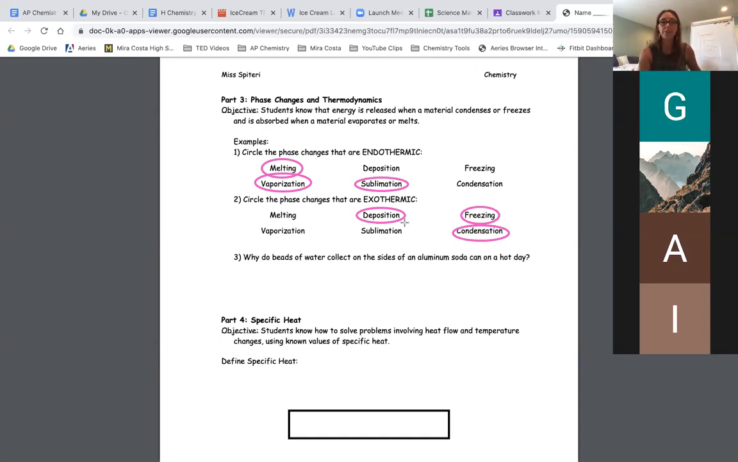And then number 3 says, why do beads of water collect on the sides of an aluminum soda can on a hot day? It's funny, I've got a little bit of condensation on my water bottle here. I don't know if you can see that. This happens a lot on a soda can if you're at the beach or something, on a hot day. And a lot of people think it's actually the water that's being released from the inside. No, that's not what's happening.